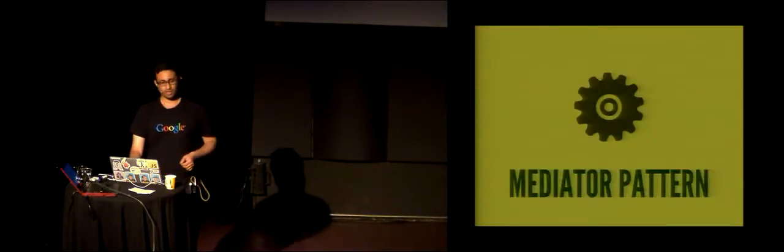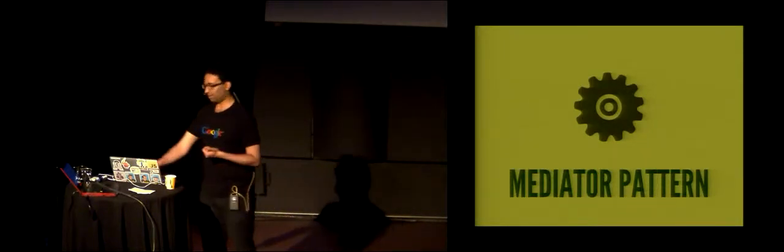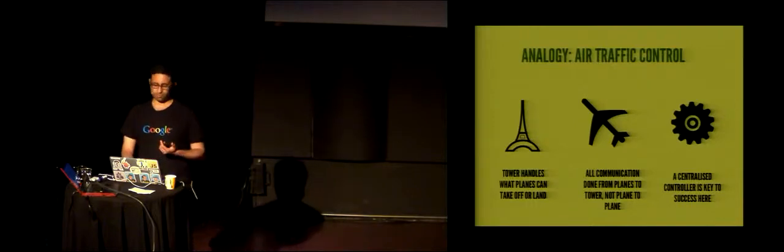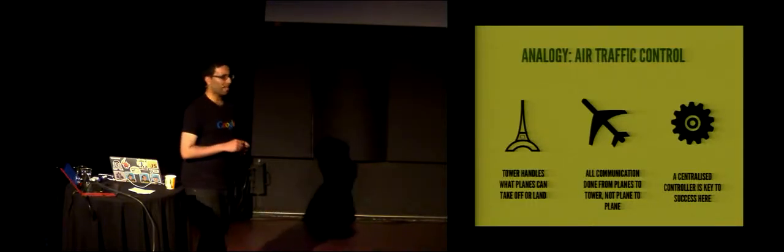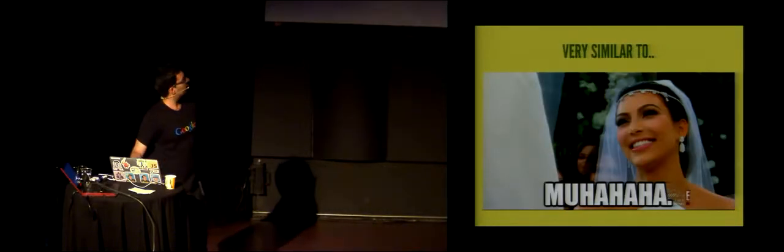Next, we're going to talk about the mediator pattern. Now, I like to explain the mediator pattern in terms of an analogy, and that's air traffic control. So air traffic control has a centralized controller in it, very much like this controller in a marriage.